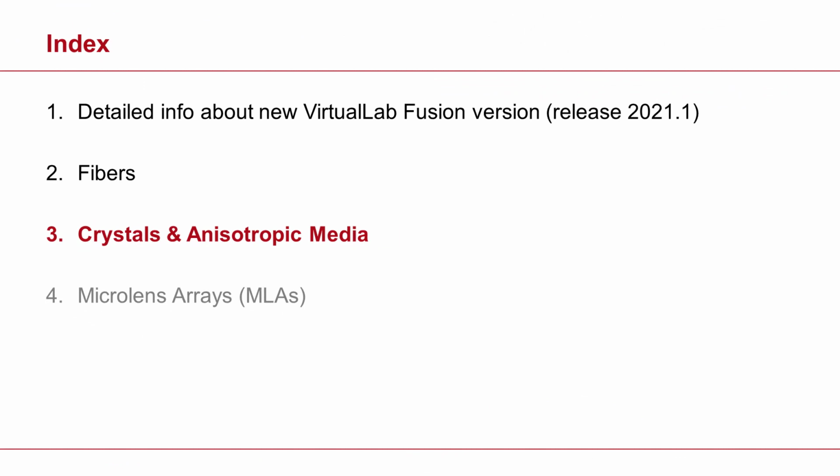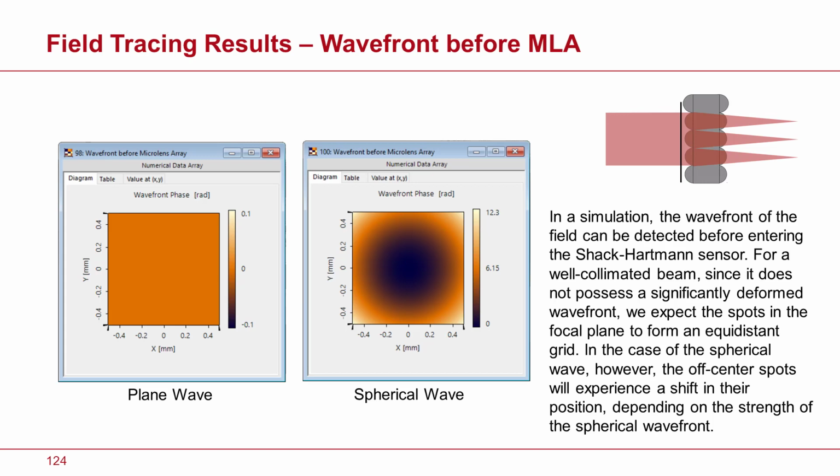And this takes us to the last block of content for the day, microlens arrays. We start with one of the most widespread applications of such components, such devices, Shack-Hartmann sensors. And the goal of these sensors is to measure the wavefront of the incoming beam. Of course, in simulation, that's one of the good things about simulations, we can actually look at the phase of a field directly. We have the field information.